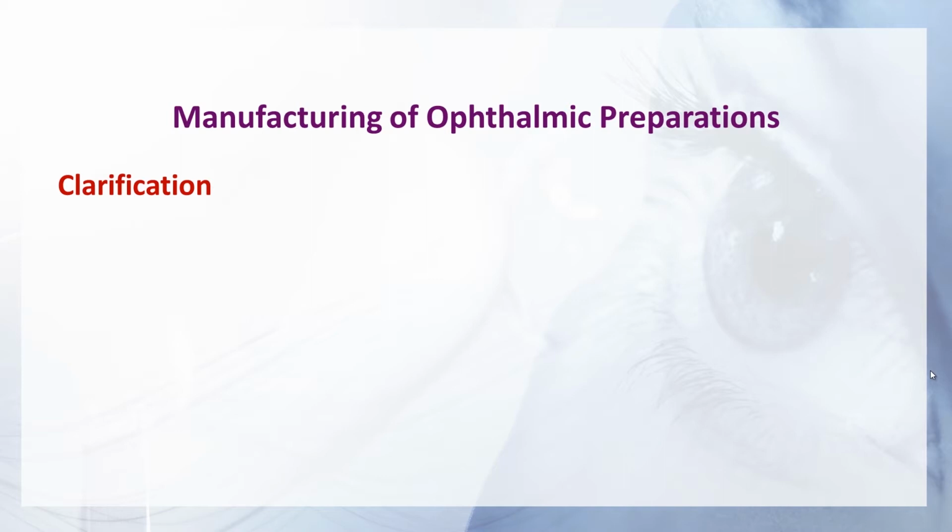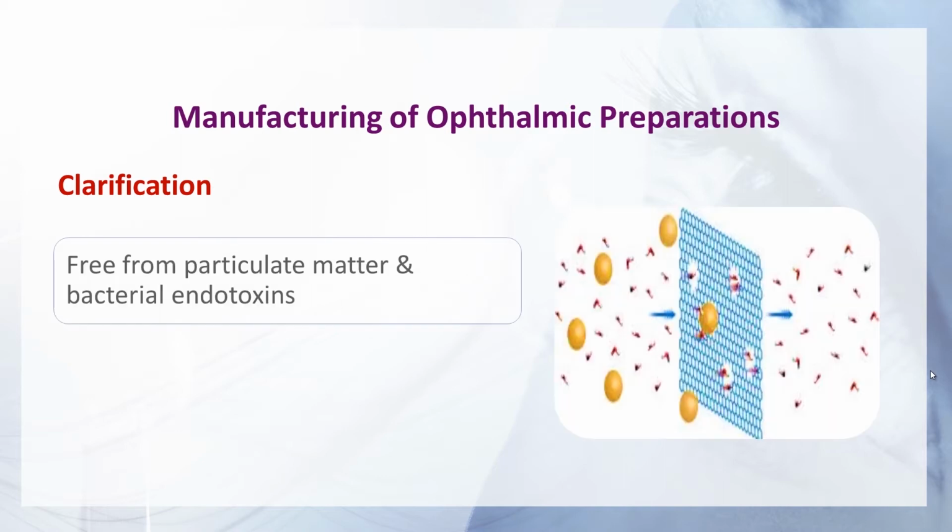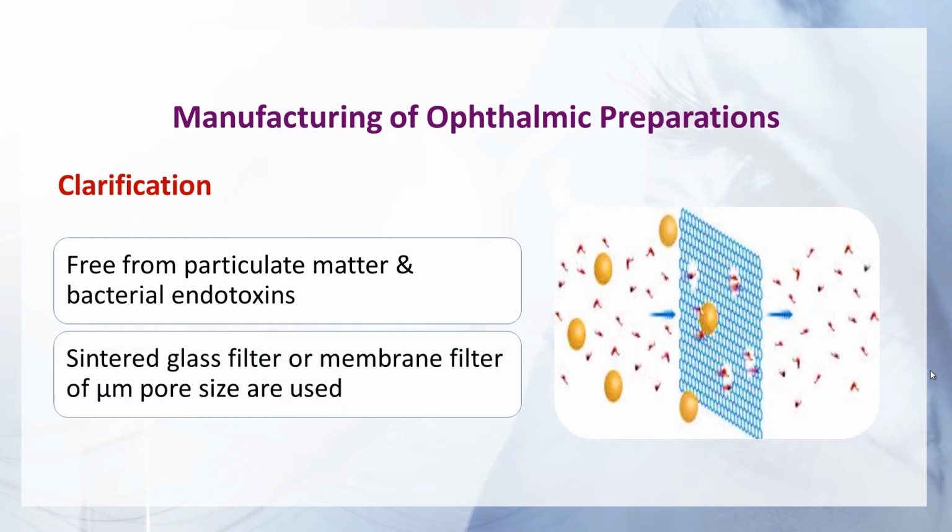The second step is clarification. All the formulations should be free from particulate matter, and bacterial endotoxins have a stringent requirement for their absence. It means there should be no bacterial endotoxin present in our formulation. Sintered glass filters or membrane filters of specified micro-millipore size are suitable for this technique.